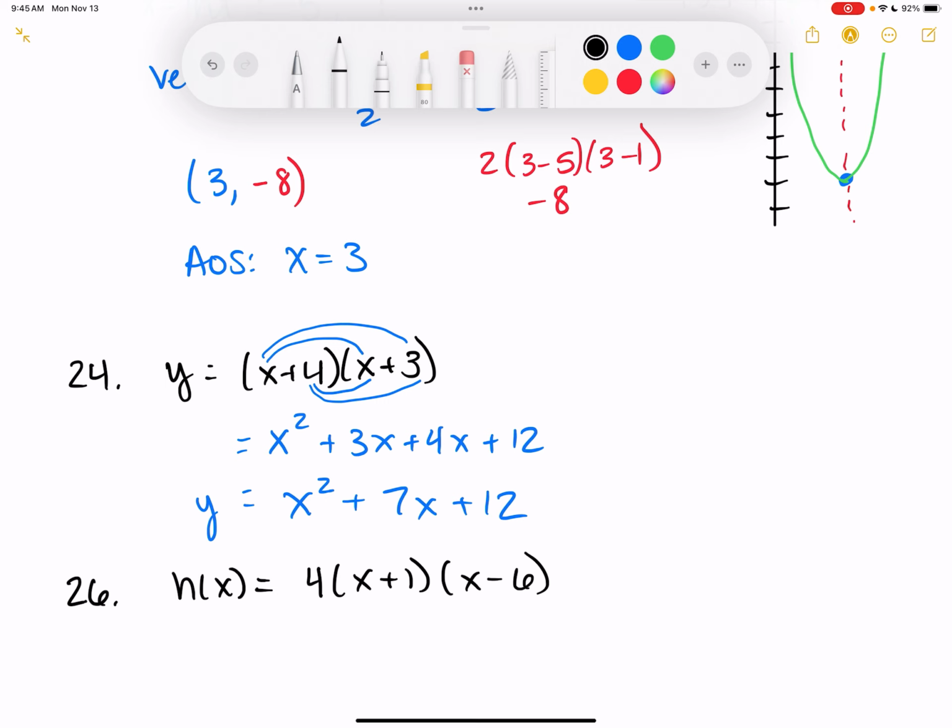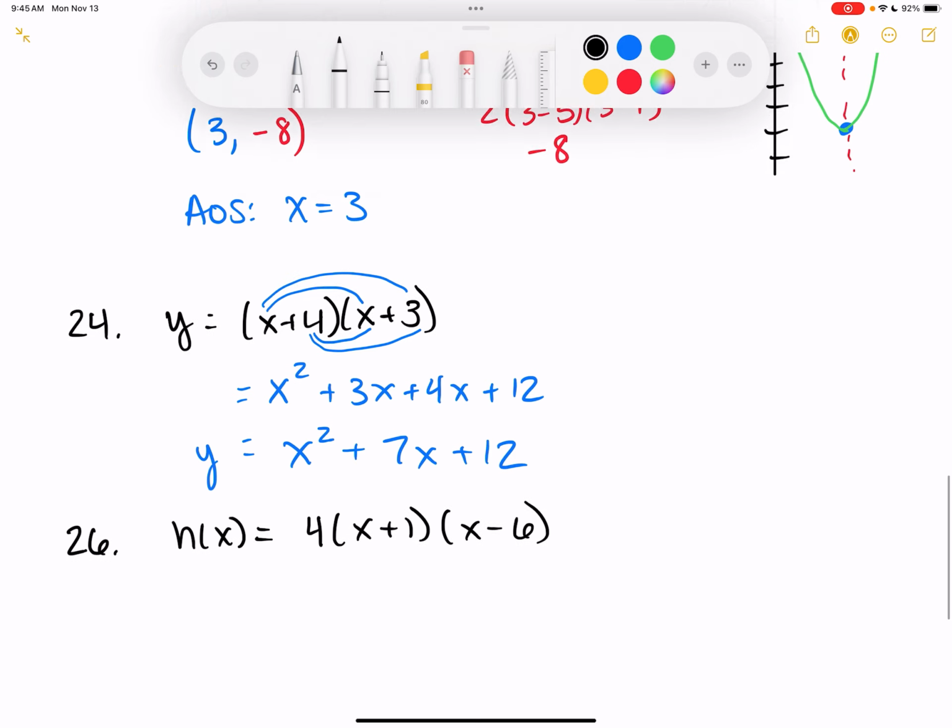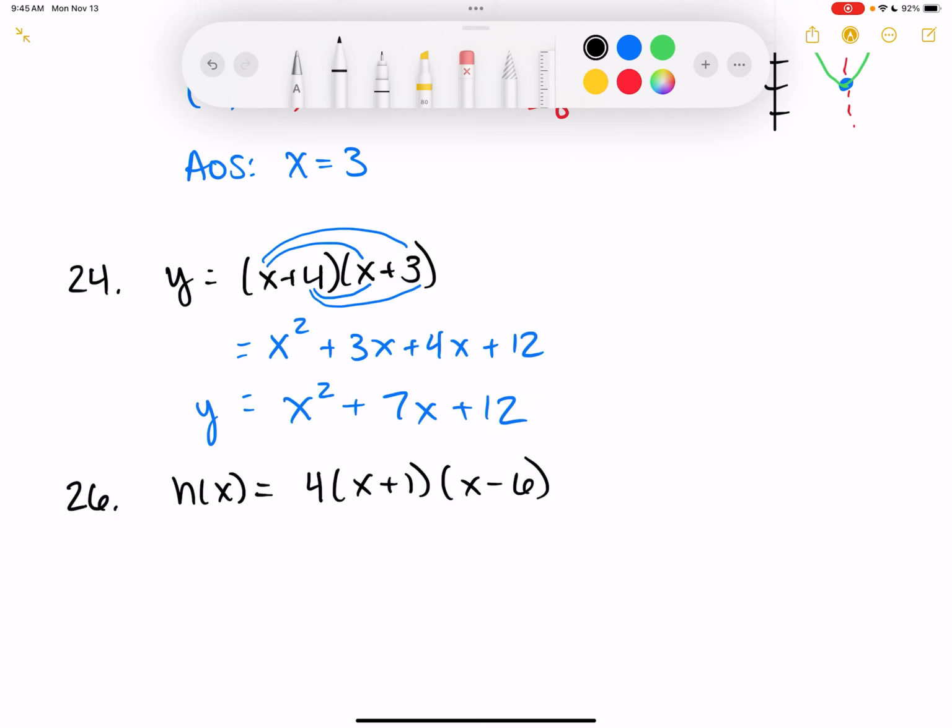So when I do this, I would always do the stuff in parentheses first. Like I would FOIL those first and then multiply everything by 4. So this one will have an intermediate step, but I usually do it like this. I'll do 4 and then I'll bracket it off. So I've got x squared, then I've got minus 6x plus x, that would be minus 5x. And then 1 times negative 6 is negative 6. And so then at that point, I would multiply everything by 4 and get 4x squared minus 20x minus 24.